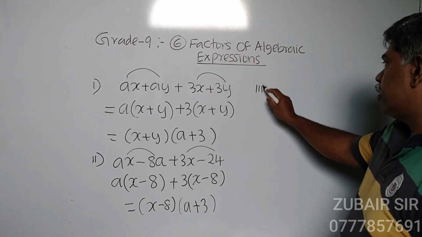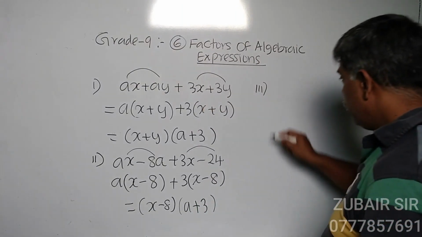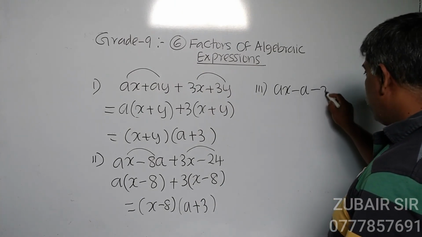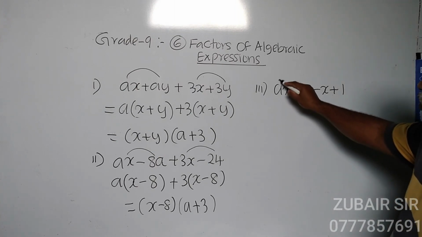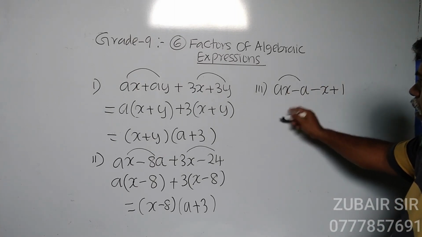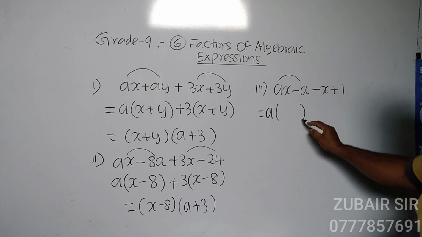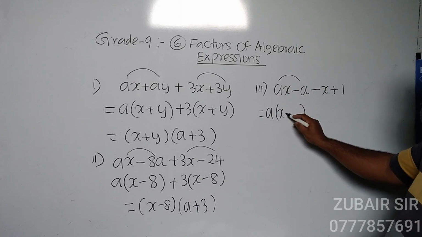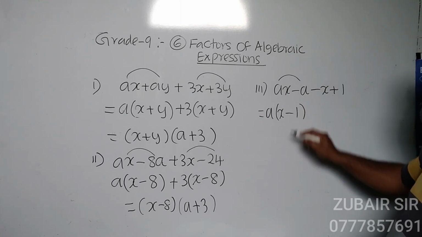So like this, when you see this one, ax minus a minus x plus 1. Now when you take these two, ax and a, we can separate one a. If you separate one a, what are the remainders? When you separate the a here, x remains. Minus, when you separate the a, no a, then you have to put 1 a.